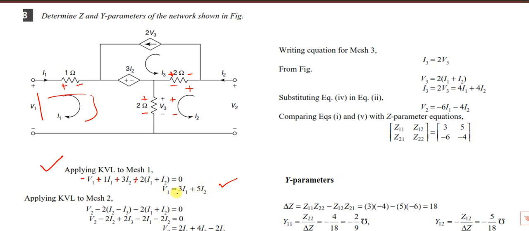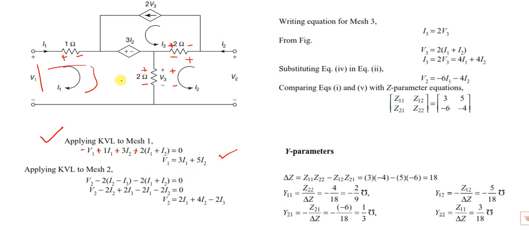So two parameters we already got. V1 and V2 are expressed in terms of I1 and I2. So two we got. So similarly, apply KVL for mesh 2.